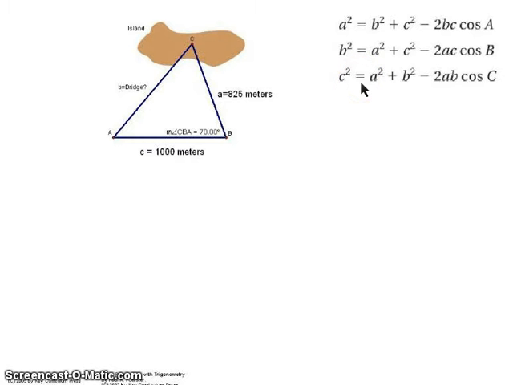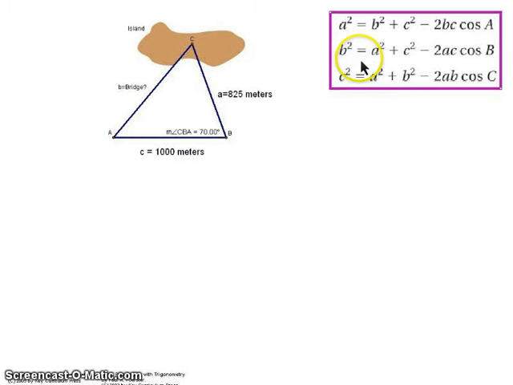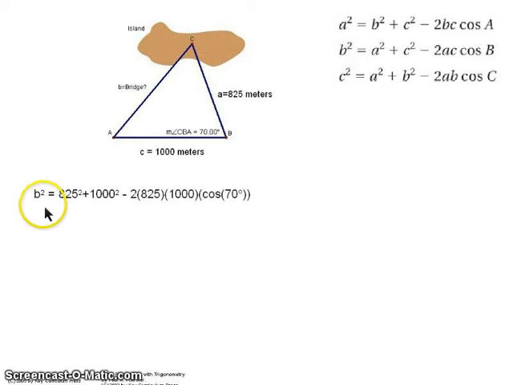You really want the middle equation, the b squared equation, because you're trying to solve for B. So after you've identified which equation to use, now it's time to plug in the numbers. All I did here was take b squared, which is what we're looking for. That's the bridge side. The other two sides would be 825.